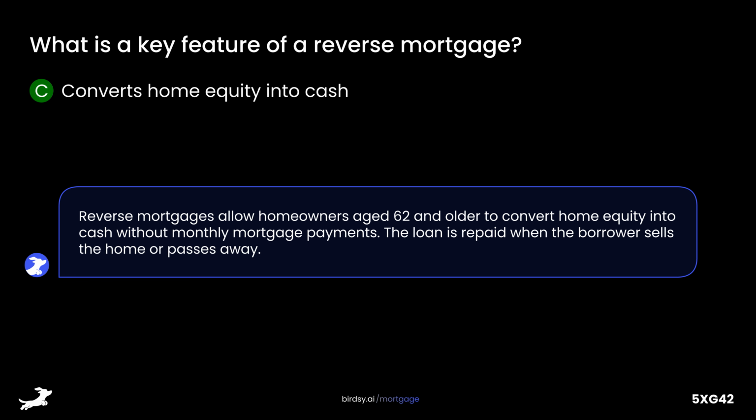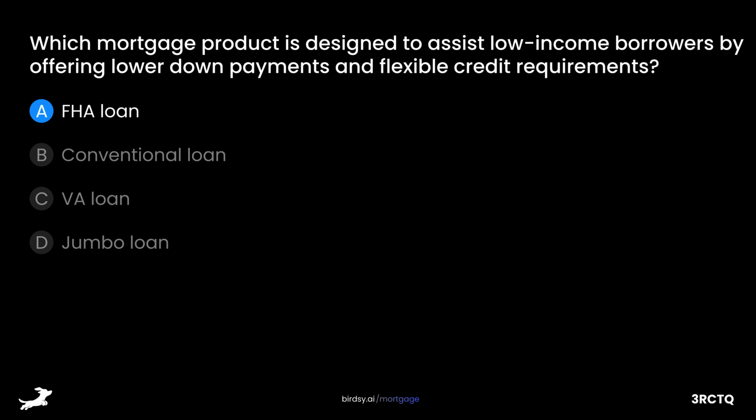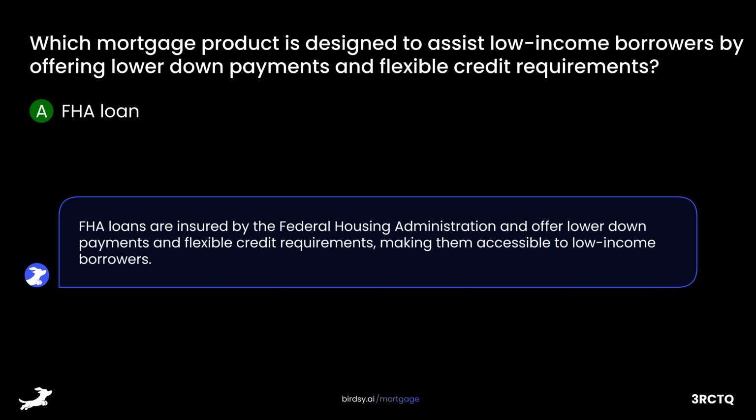The loan is repaid when the borrower sells the home or passes away. Which mortgage product is designed to assist low-income borrowers by offering lower down payments and flexible credit requirements? Is it A, Federal Housing Administration, FHA loan, B, conventional loan, C, U.S. Department of Veterans Affairs, VA loan, or D, jumbo loan? The answer is A, Federal Housing Administration, FHA loan. FHA loans are insured by the Federal Housing Administration and offer lower down payments and flexible credit requirements, making them accessible to low-income borrowers.